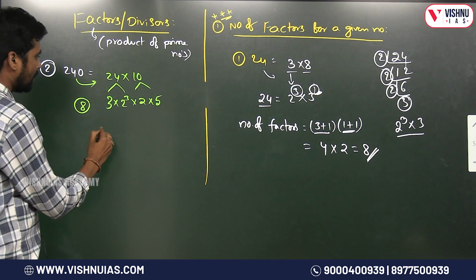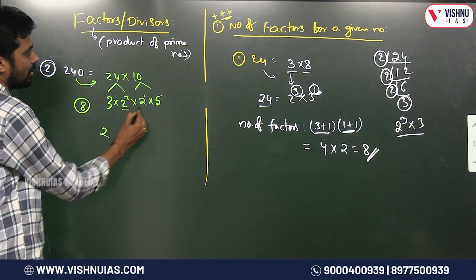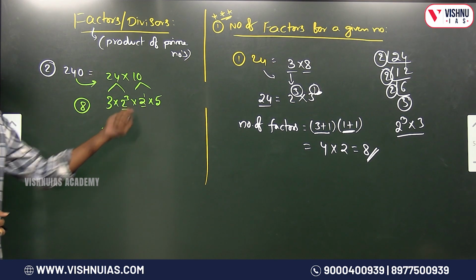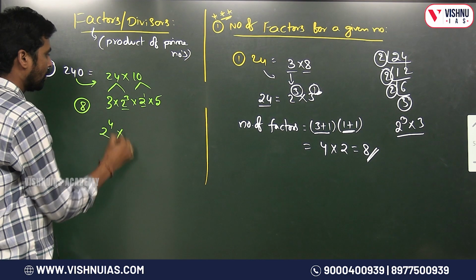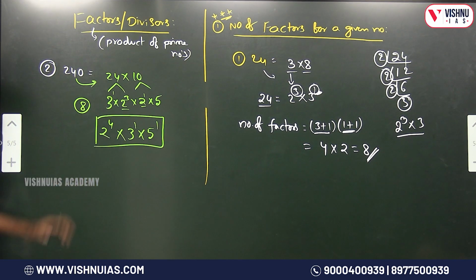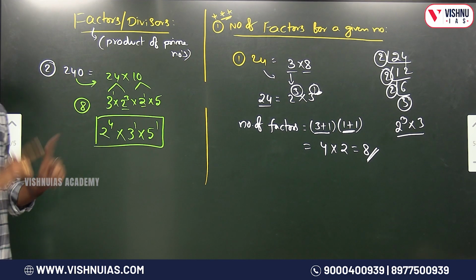Now tell me what are the 2 powers? 2 power 3 into 2 power 1 means 2 power 4. Bases are same, which means the powers must be added. So 2 power 4 into 3 power 1 into 5 power 1. In this way we can break the number as a product of prime numbers.